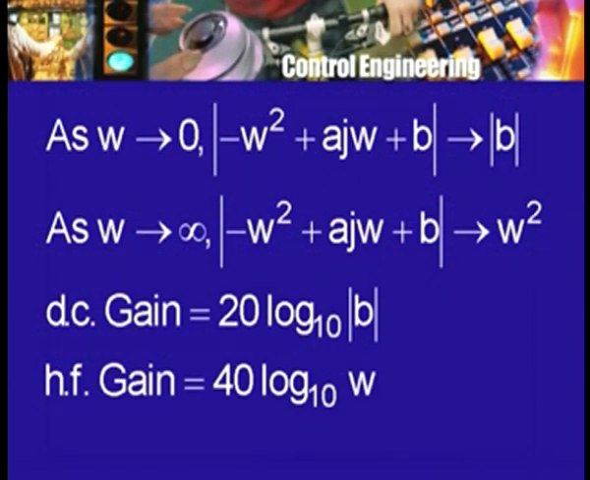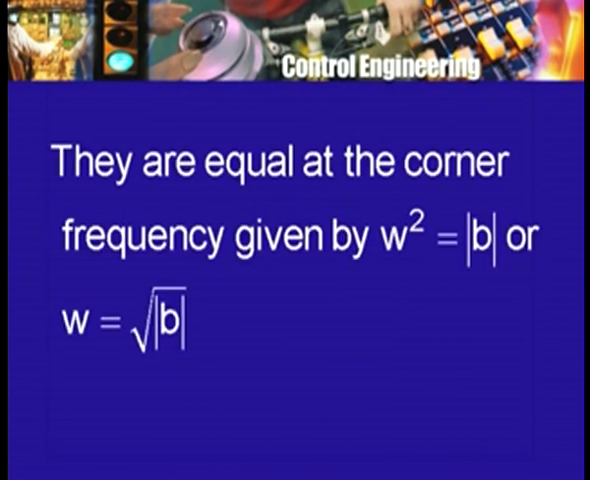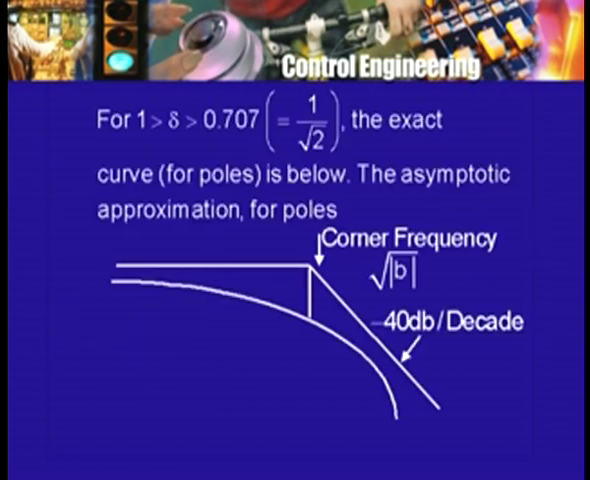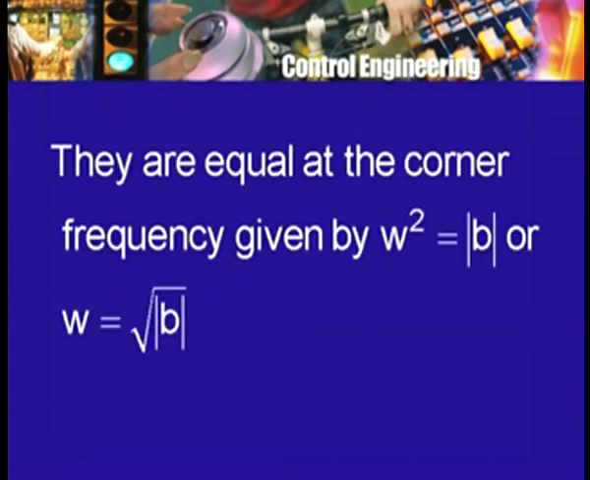What about their point of intersection? Now, one can immediately see that the point of intersection will occur when the low frequency expression b equals the high frequency expression, which is the absolute value of omega square. And so, the square root of this constant term will give us the corner frequency. The corner frequency is where the two intersect: here is the DC or the low frequency approximation, here is the high frequency approximation. Where the two intersect, the two have equal value, and therefore we get omega square equal to b, or omega equal to the square root of b, which is the corner frequency.